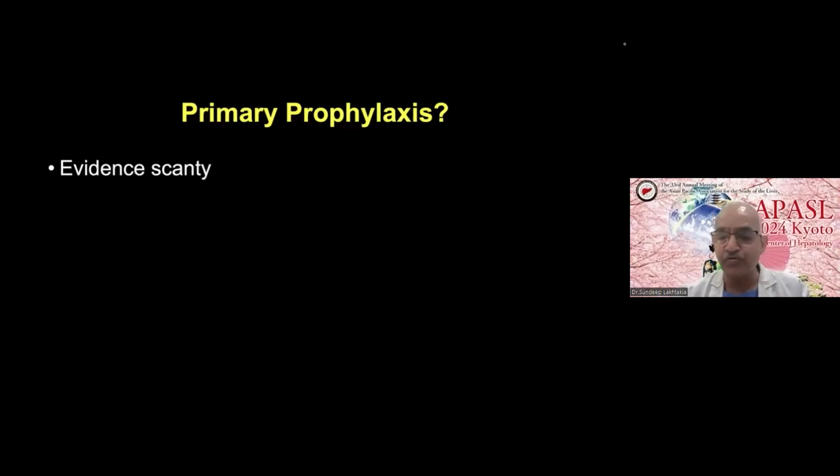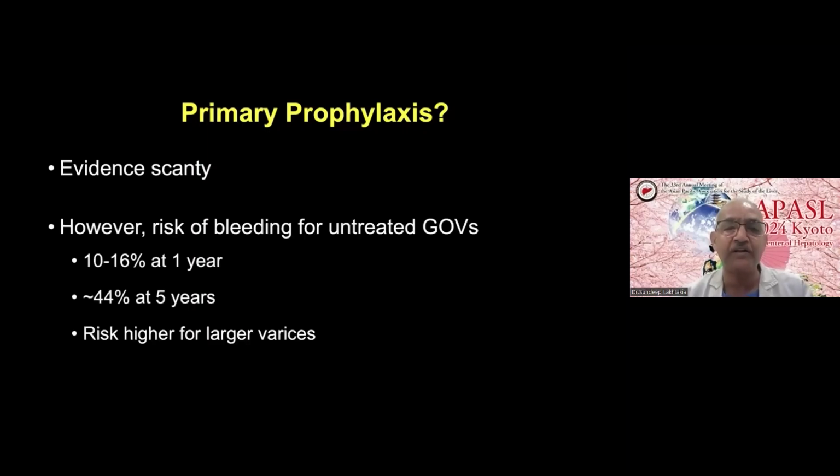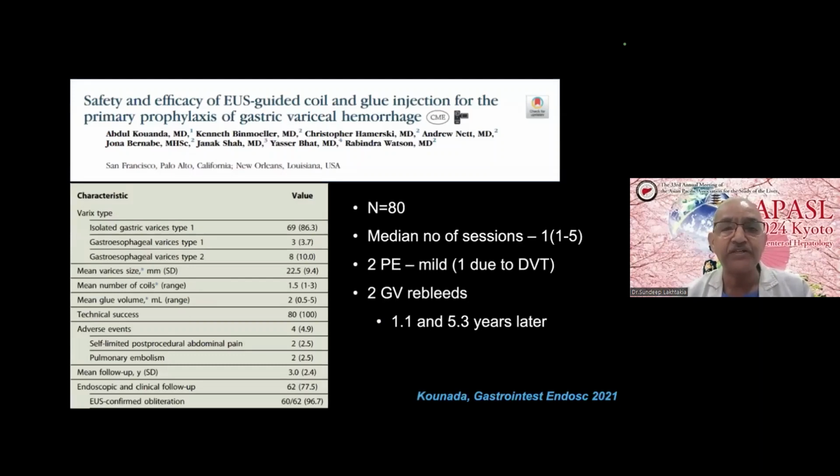What about primary prophylaxis? So far, we have been treating only those patients who bleed, but now that we have made it safer, is it justified to address these large varices in the stomach using EUS-guided intervention? There are publications now, again from Ken Boehner's group, of 80 patients where they had very good results and no rebleed rates.